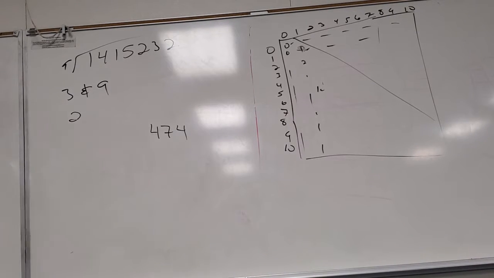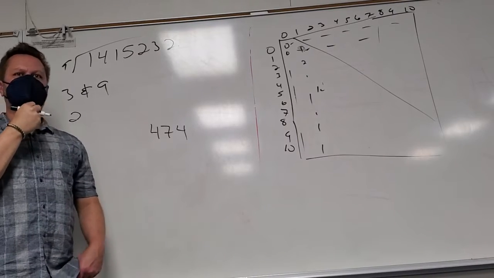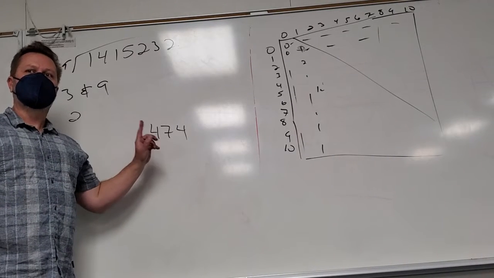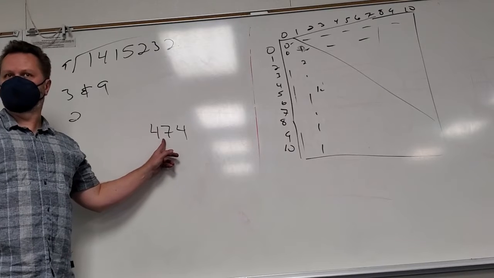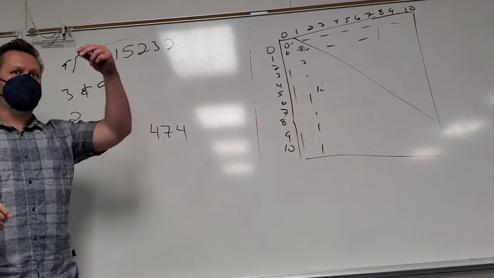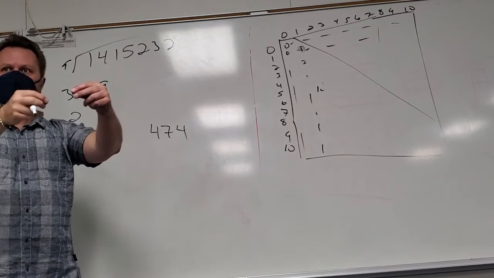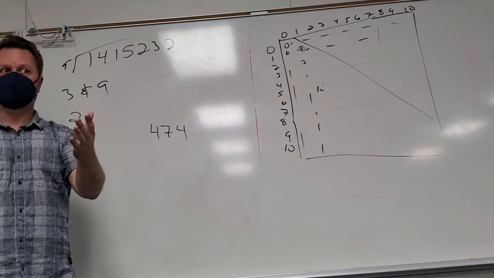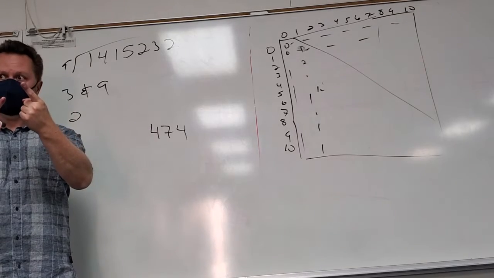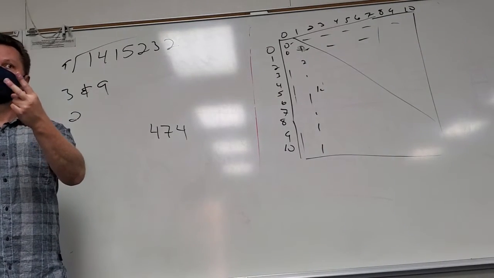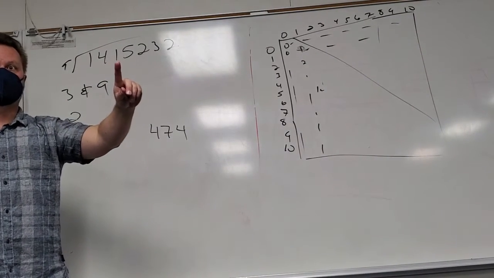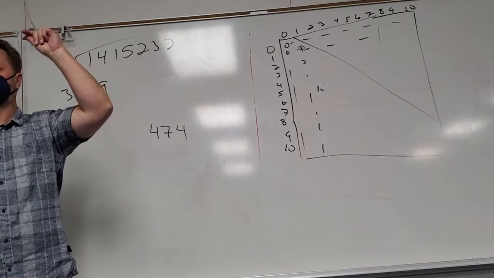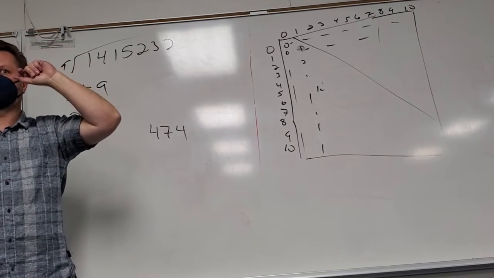What's 4 plus 7 plus 4? 15. So 3 goes in, doesn't it? Is this number also even? Yes. So if 3 goes in and 2 goes in, 6 goes in. That's the rule for 6. If it's even and the digits all add up to a multiple of 3, 6 goes in. So what's 474 divided by 6? 79.